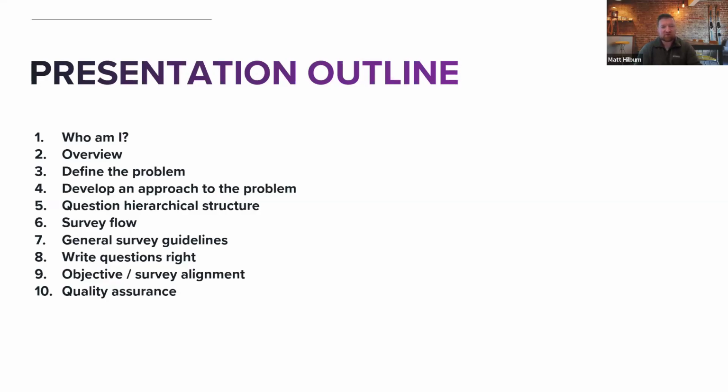In particular, we'll do a quick overview. We'll talk through defining the problem, so the problem that we're trying to solve with a survey, and developing an approach to solving that problem. We'll look at the hierarchical structure of questions that we should be implementing in surveys, basic survey flow, and general survey guidelines. We'll talk through how to write questions right, and then making sure that we're aligning our surveys with objectives, and then we'll talk through some quality assurance issues as well.